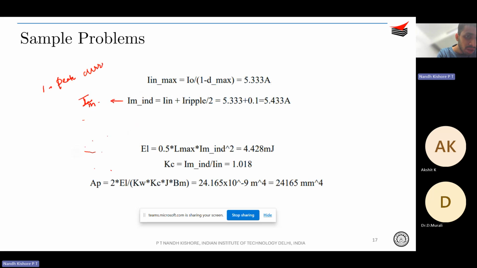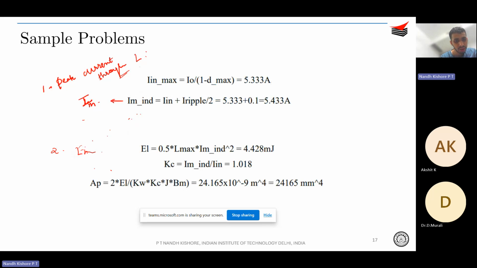So this is your peak current through L. The peak current through L is IN plus delta IL by 2. So this is your Im. Once you know what your Im is, you calculate your energy. So this is the second step.